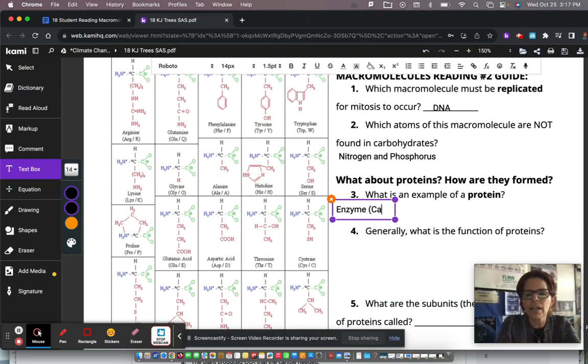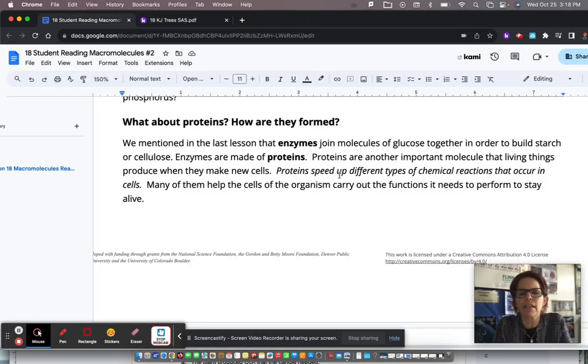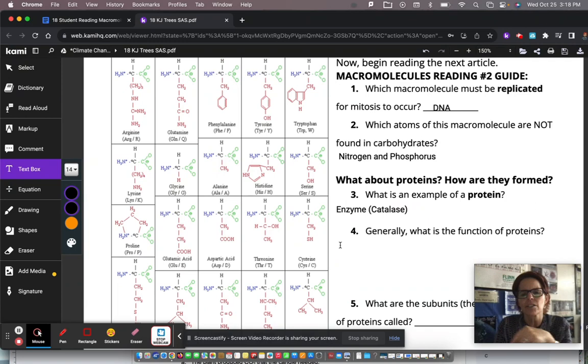But one that you know and worked with was called catalase, and it broke down the hydrogen peroxide and made it bubble. Right. Generally, what is the function of proteins? Well, let's go back and see if we can figure that out. Proteins are another important molecule that living things produce when they make new cells. Here we go, the highlighted, italicized area. Proteins speed up different types of chemical reactions that occur in cells. That seems important. Many of them help the cells of the organism carry out the functions it needs to perform to stay alive. So let's say it speeds up different types of reactions.